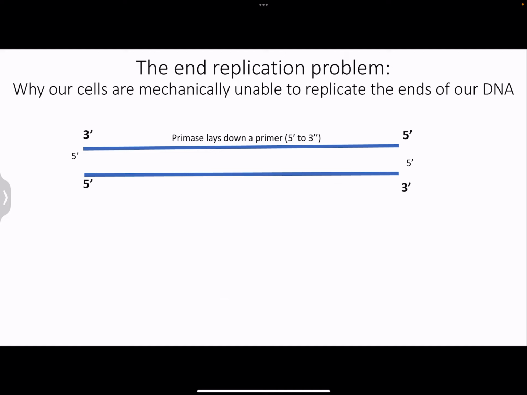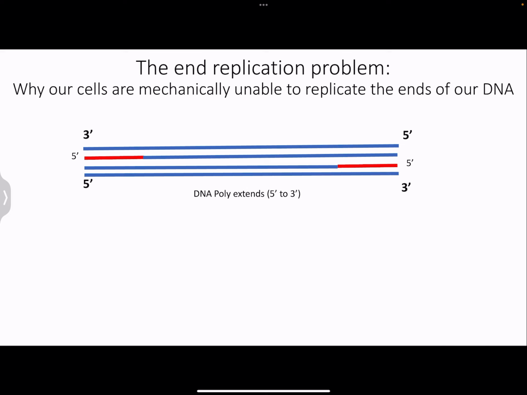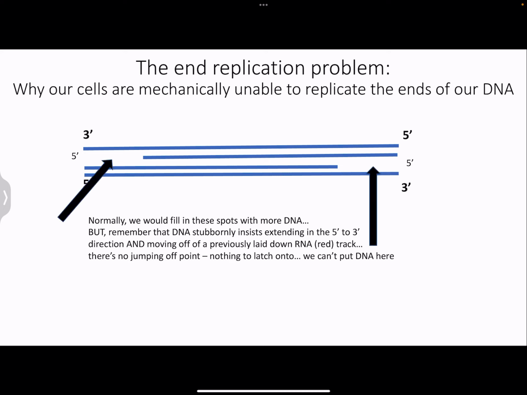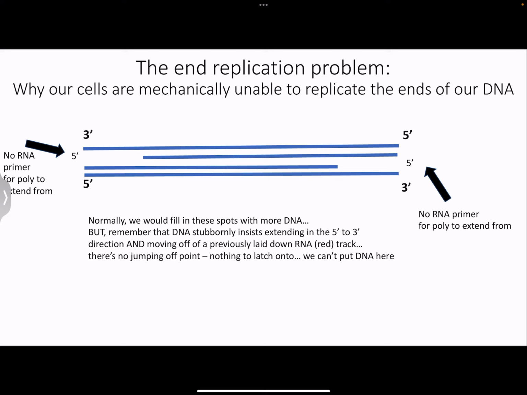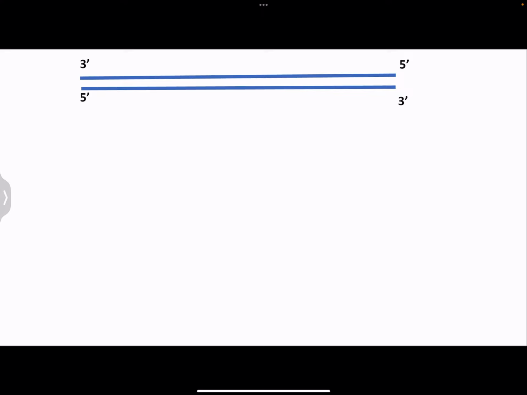We saw this earlier. Primase is going to lay down a primer, 5' to 3', okay? DNA polymerase is going to extend, and then we're going to get rid of the primers, just like we've been doing. Ideally, what we'd want to do is fill in these spots with DNA. You always want to fill in the RNA with the DNA after the RNase gets rid of it. But the problem is that you need to extend DNA polymerase. It's got to walk off the red carpet of an RNA primer, and we don't have anywhere to put a primer. If I can't put a primer there, then I can't get a DNA polymerase to extend off of it to fill in that gap.